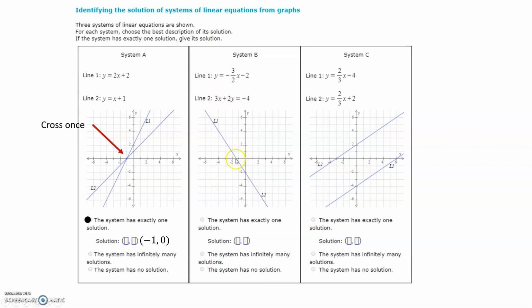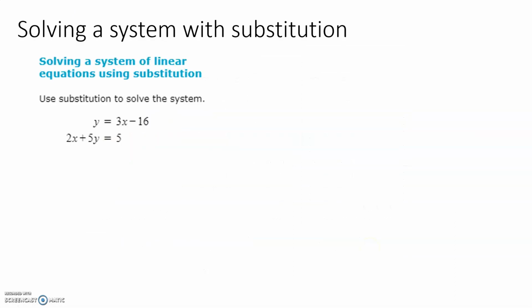This second one, it looks kind of funny, but they're actually exactly the same line. If you rearrange line 2, you'd get line 1. And since they're crossing absolutely everywhere, that means that there are infinitely many solutions. So we would answer infinitely many solutions. And finally, for this last one, the lines never cross. They're parallel lines. So since they never cross, there are no solutions to that.